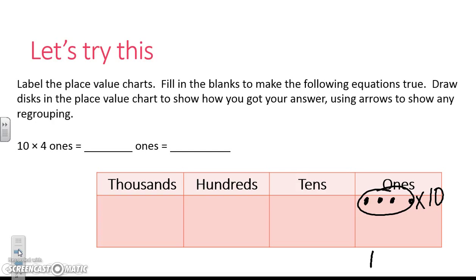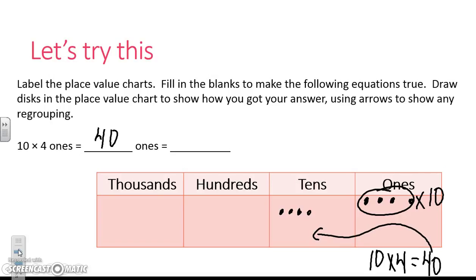So really, I have 10 times 4, right? Well, 10 times 4 is 40, right? So I have 40 ones. 40 ones is the same as 4 tens, isn't it? Okay, 40 ones is equal to 4 tens.